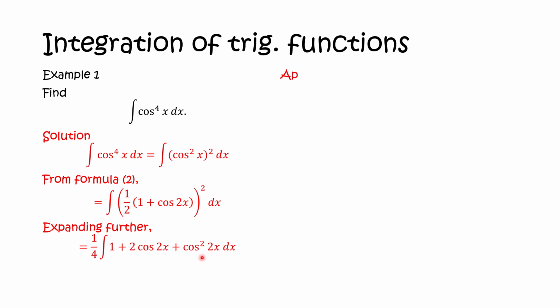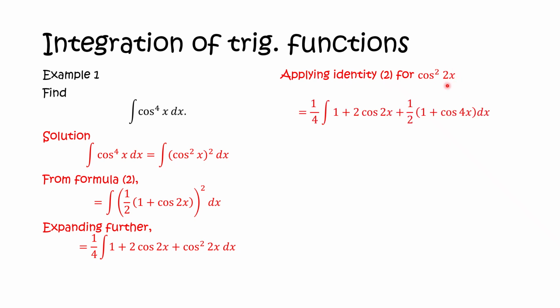Now, applying identity 2 or formula 2, the one that had to do with the cosine squared x, this time around, we just substitute where we had x, we have the 2x. So with that, we are going to eventually have 1 over 4, the integral of 1 plus 2 cos 2x plus half times 1 plus cos 4x dx. And expanding the bracket further, we're going to have that part. And of course, we combine 1 and the half, we get 3 over 2.